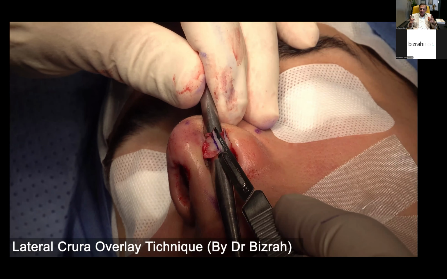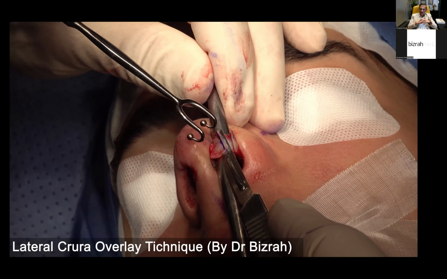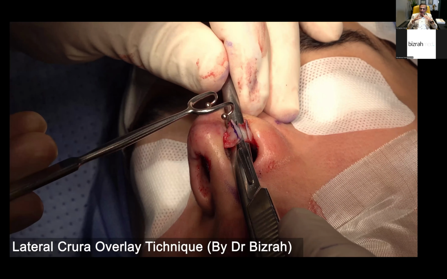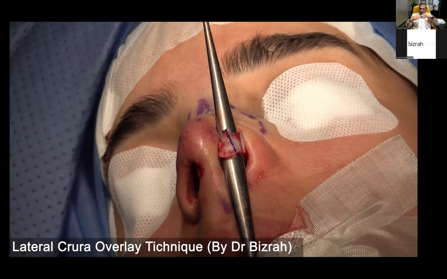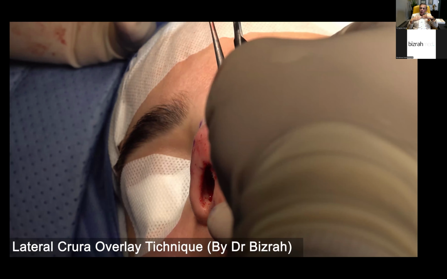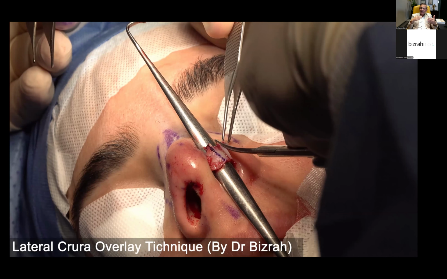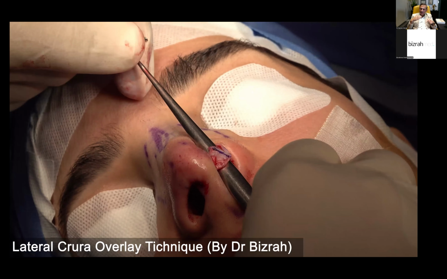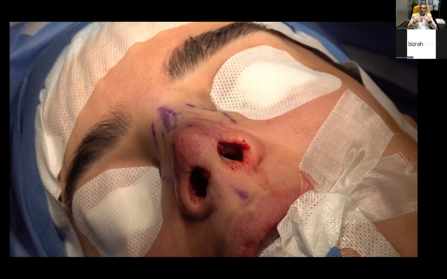So again, the lateral crura overlay technique on the other side, with full preservation of the lateral crura and of the vestibular skin. And this again will allow the two lateral crura to overlay on each other. That's going to shorten the lateral crura and solve one of the etiological factors of the droopy tip, plus it will allow for rotation.